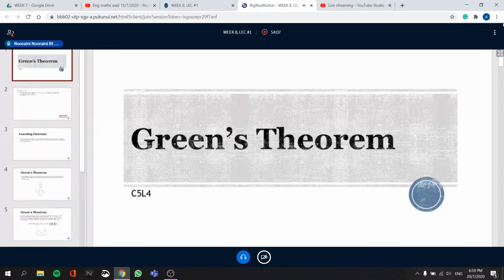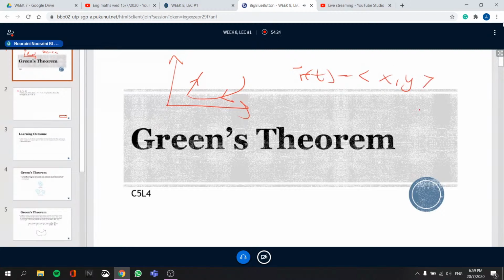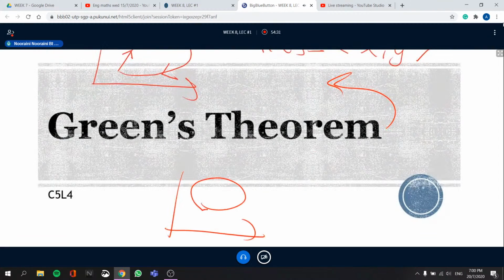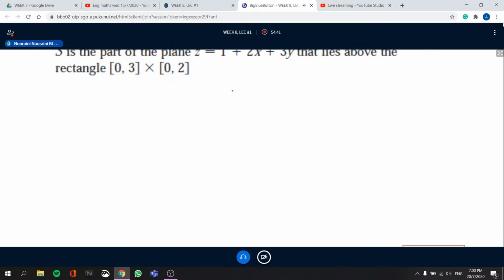Previously you learned about the line integral. Remember, if you have a region like this, you need to parameterize it in the form of t. You have the x component, you also have the y component. Green's theorem is part of this, but it is for the closed region, and it should be in the counterclockwise direction. Then you apply Green's theorem.